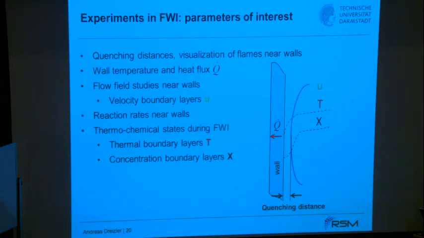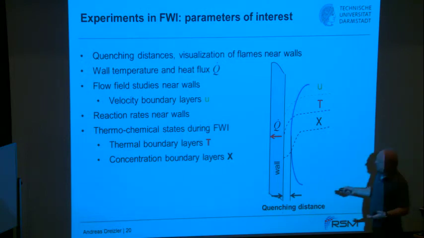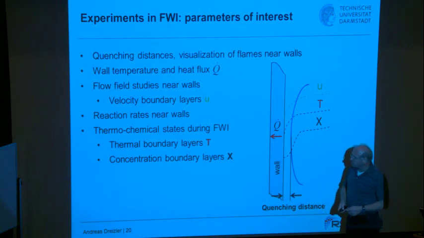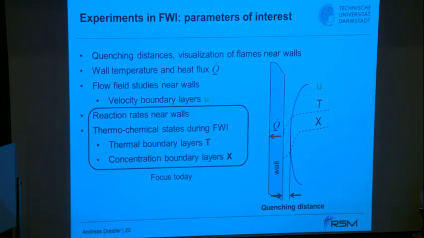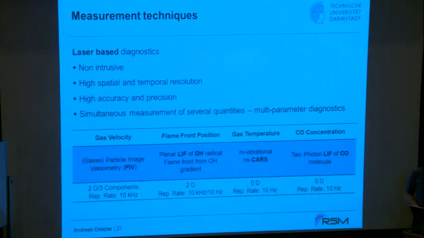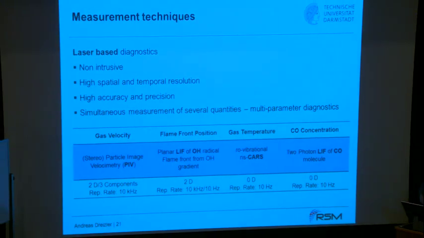And the intention is then, of course, looking initially at quenching distances. You want to visualize the flame close to the wall, but you want to know the wall temperature, you want to know the heat flux, you want to know the velocity boundary layer, you want to know the reaction rates near the walls, you want to understand the thermochemistry going on when the flame is quenched, meaning you have to measure thermal boundary layers as well as concentration boundary layers. And that's maybe a good point where we can stop and then have a closer look into these things by using techniques that we have discussed during the week.